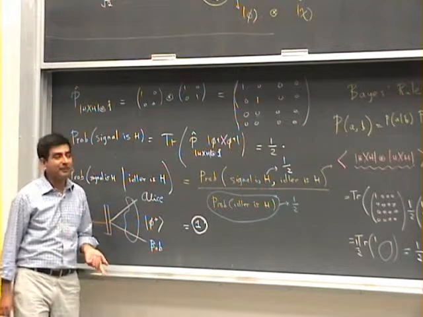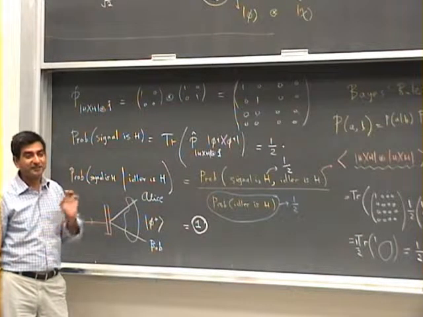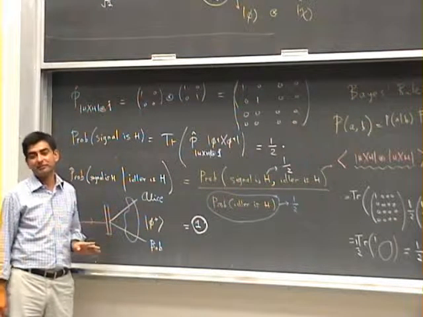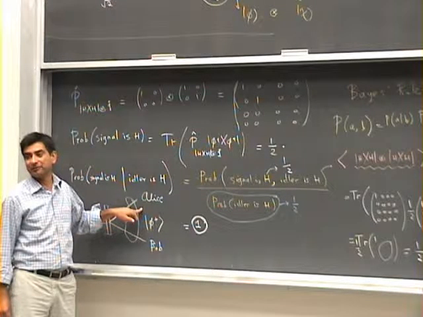The outcome will be perfectly correlated. If you had the other state, the psi state, which is HV plus VH or HV minus VH, then there will be perfect anti-correlation. If this photon is measured to be horizontally polarized, this photon will be measured to be vertically polarized, and vice versa.